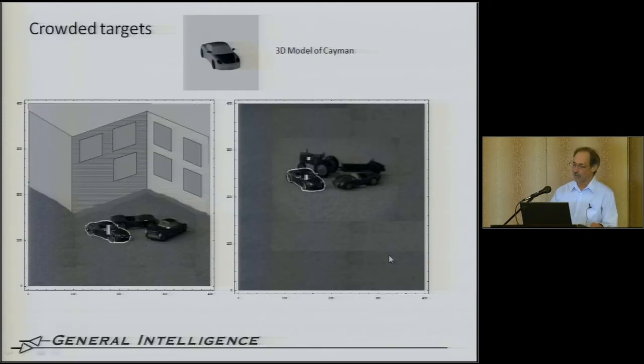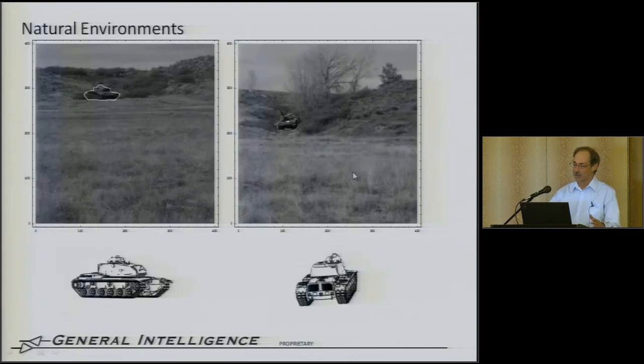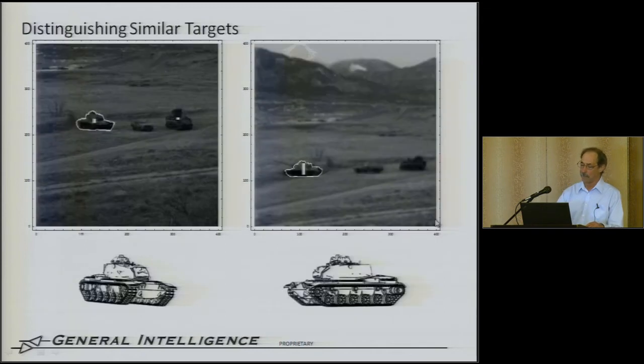It has no problem with crowded targets because we're not looking for features within the object, but the object is the shape of the object. In this case, it's occluding contour. So here's the 3D model that is used, and it finds both cases, has no problem identifying the particular object from ones that are actually quite similar. Natural environments, not a problem. Again, this is a Fort Baker data set. The models are 3D models of the tanks, and the correct orientation, scale, location are found. Distinguishing similar targets, not a problem.